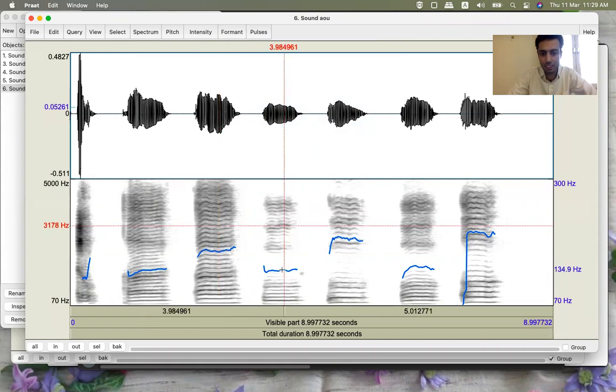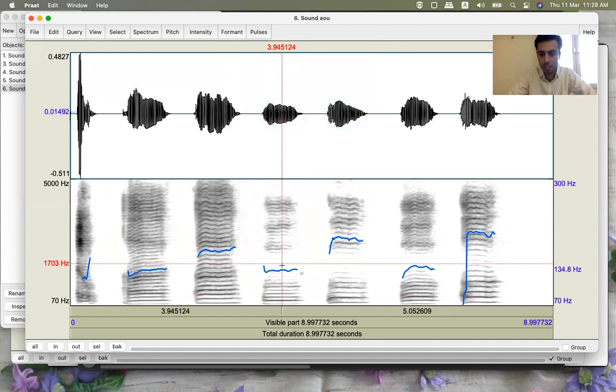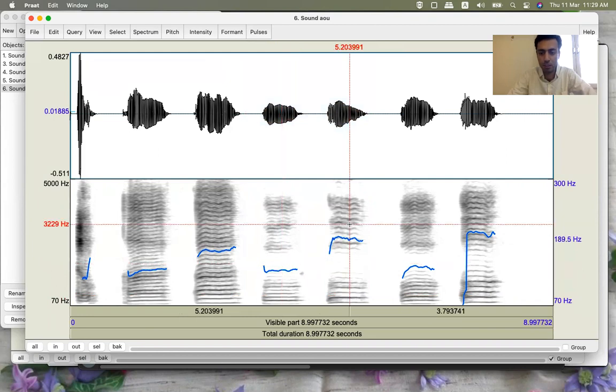And the pitch has changed. So both these oo sounds, you see the pattern, the structure, the color pattern is almost similar, but the distance between the peaks has changed. The distance between these peaks has changed. Like here it is multiples of 134. Here it is multiples of 189.